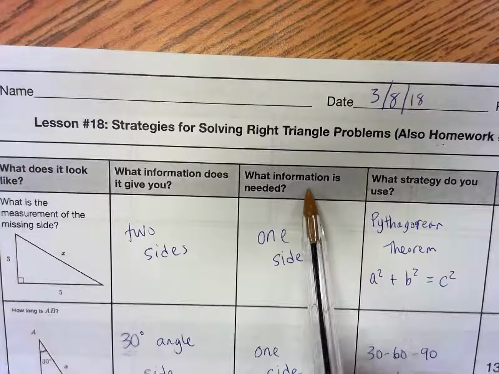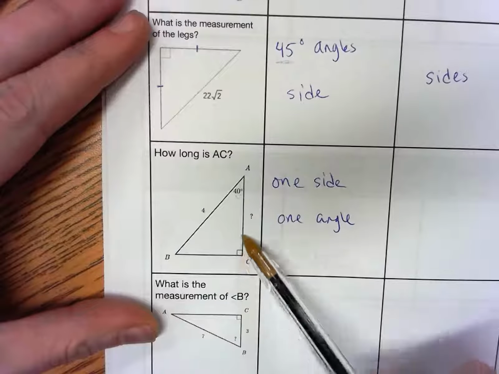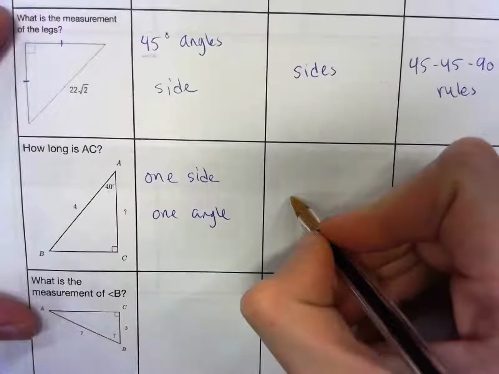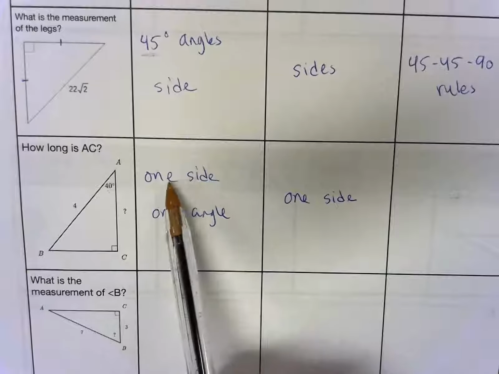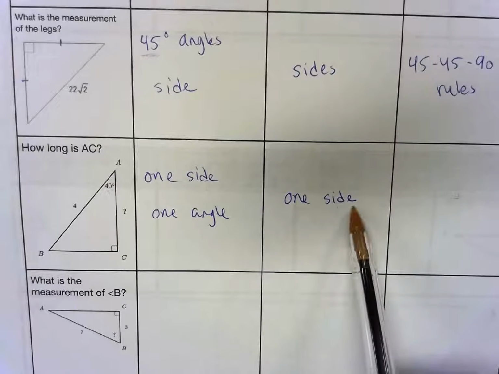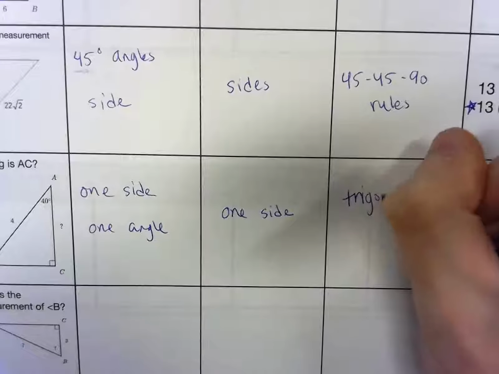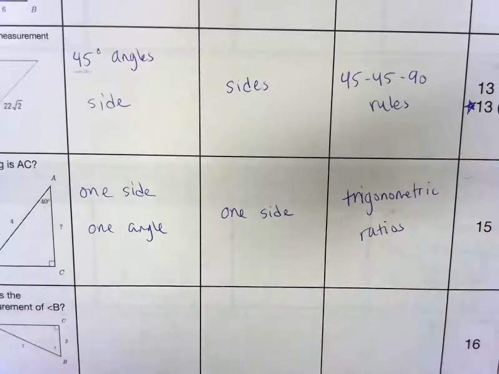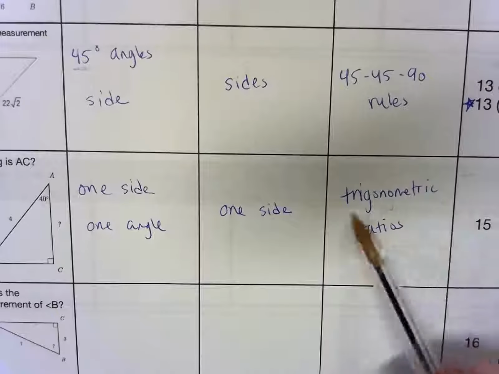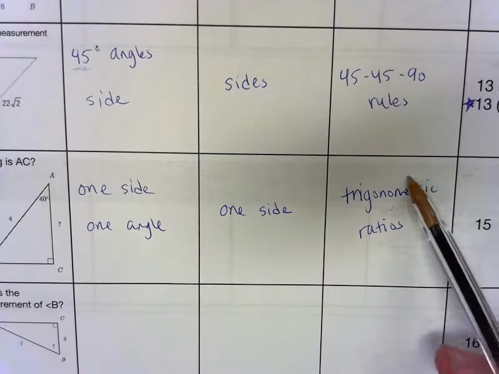For the question of what information is needed, well, it's asking how long is AC. AC right here is a side. So the information that's needed is one side. If you look at your note cards, when we're given a side and an angle, and we're trying to find a side, we use trigonometric ratios. These are the very first ones that we learned. Sine of theta equals opposite over hypotenuse, etc.